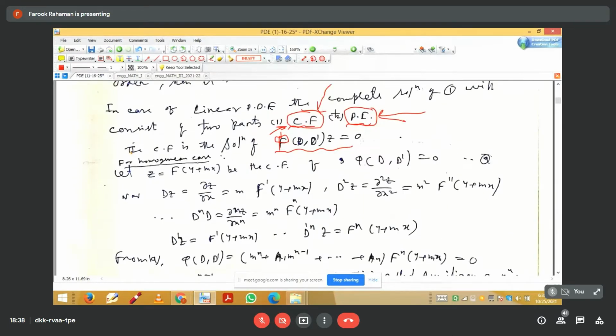Now, how to solve this type of differential equation? Our equation is homogeneous linear partial differential equation. Okay, we just start with the homogeneous one. Now, we choose the solution of this homogeneous differential equation as z equal to a function of y plus mx. We don't know the exact form of f, but we assume the solution is of this particular form.